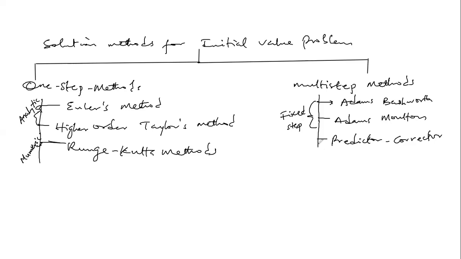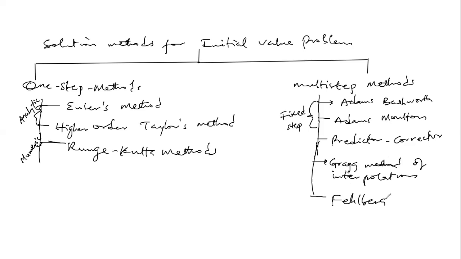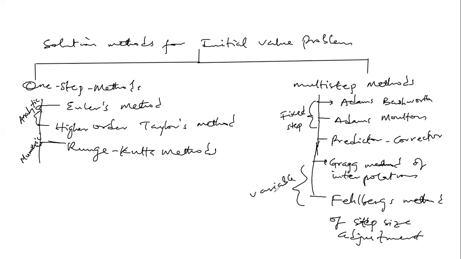And then still under the multi-step methods, we have the Gragg's method of interpolation, and also the Fehlberg's method of step size adjustment. And these two form variable step methods, okay? So these are the broad categories, okay?